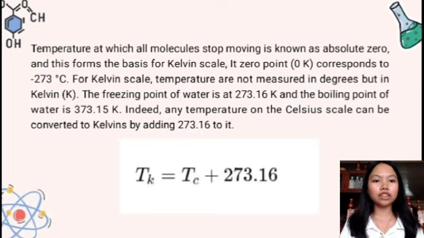The Kelvin scale is used to measure very low temperatures, and it starts at what we call absolute zero, the point where all molecules stop moving. At absolute zero, the temperature is 0 Kelvin, which is the same as negative 273 degrees Celsius. So if we want to convert Celsius to Kelvin, we just add 273.16 Kelvin to the Celsius temperature.